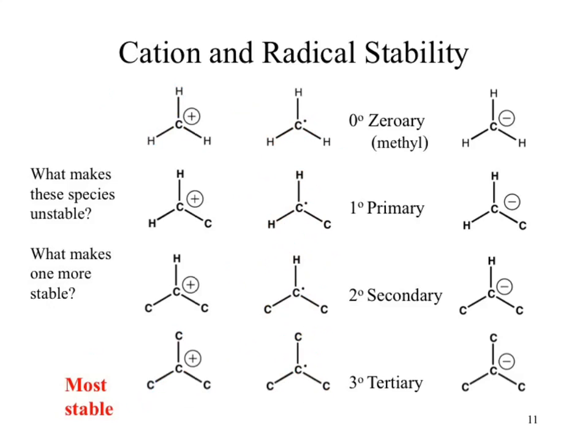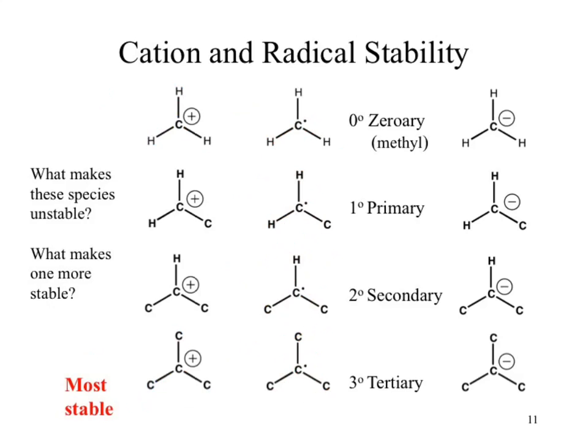Here's your test. With the anions, which of those anions is the most stable? Why should the zeroary be more stable? It wants to be more positive, but we can't make it positive. We can't move positive charge. We want less electrons around it. Okay, so we can't shift the positive charge around, but we can change what's going on with the electrons.